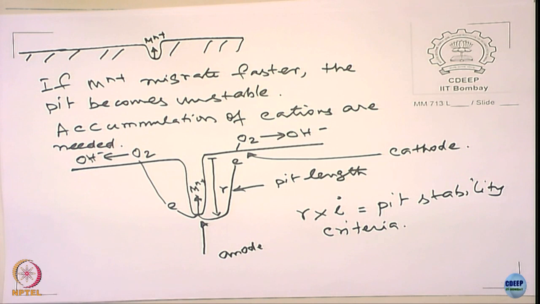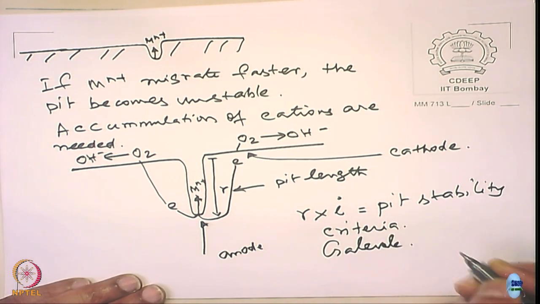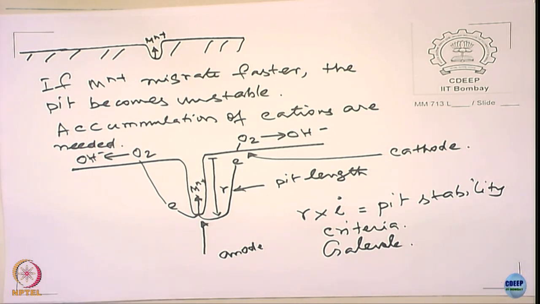Please look, they are multiplied. If the pit length is higher, I can have a lower current density. Why? Because the diffusion path is longer. If the diffusion path is shorter, then I must have a higher dissolution rate in order to make the pit stable, right? So, this is the criterion used by a great person called Galvele. This is one of the important criteria in deciding whether the pit formed in a metal will be stable or not. Okay.